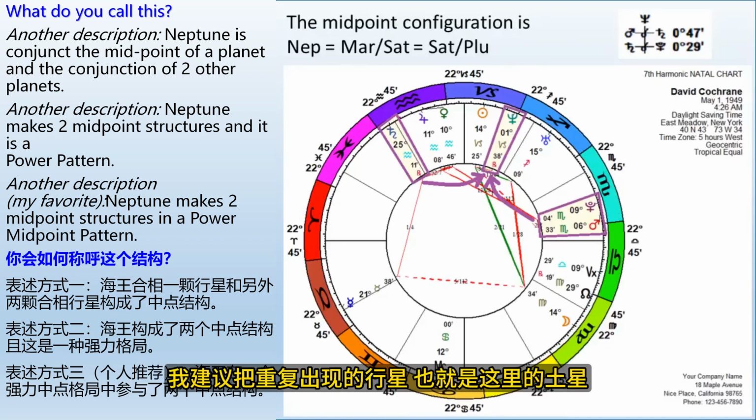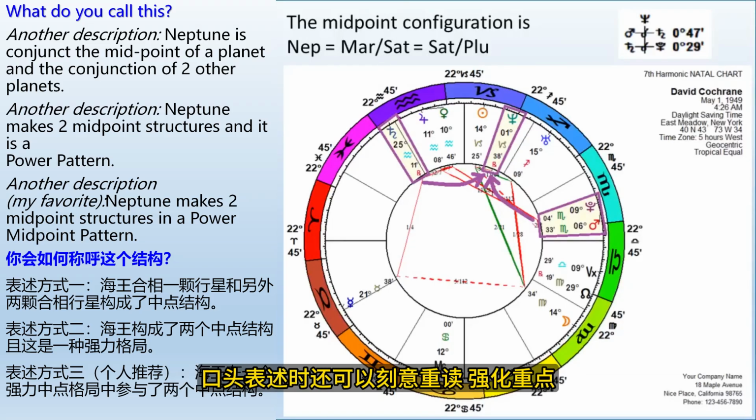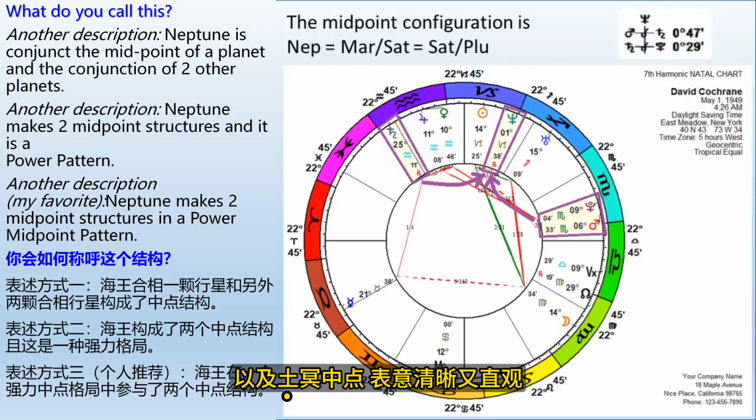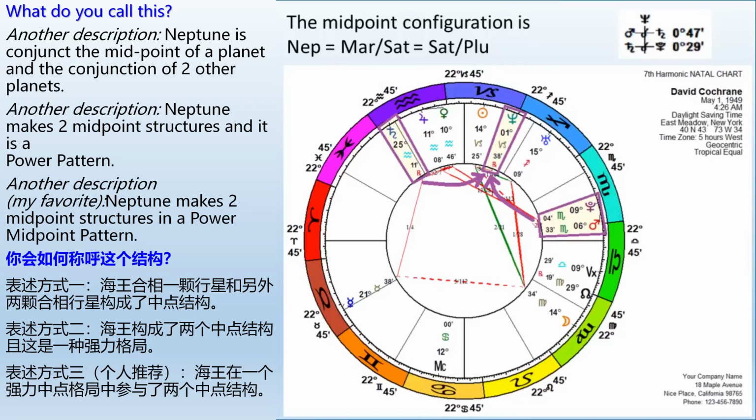And I think putting the planet that's the same, Saturn in this case, on the same either first or second helps get that across to people. Especially if you're saying it, you can emphasize it. Like if I put Saturn first, I could say Neptune is at the Saturn-Mars midpoint and the Saturn-Pluto midpoint. Gets across the idea.